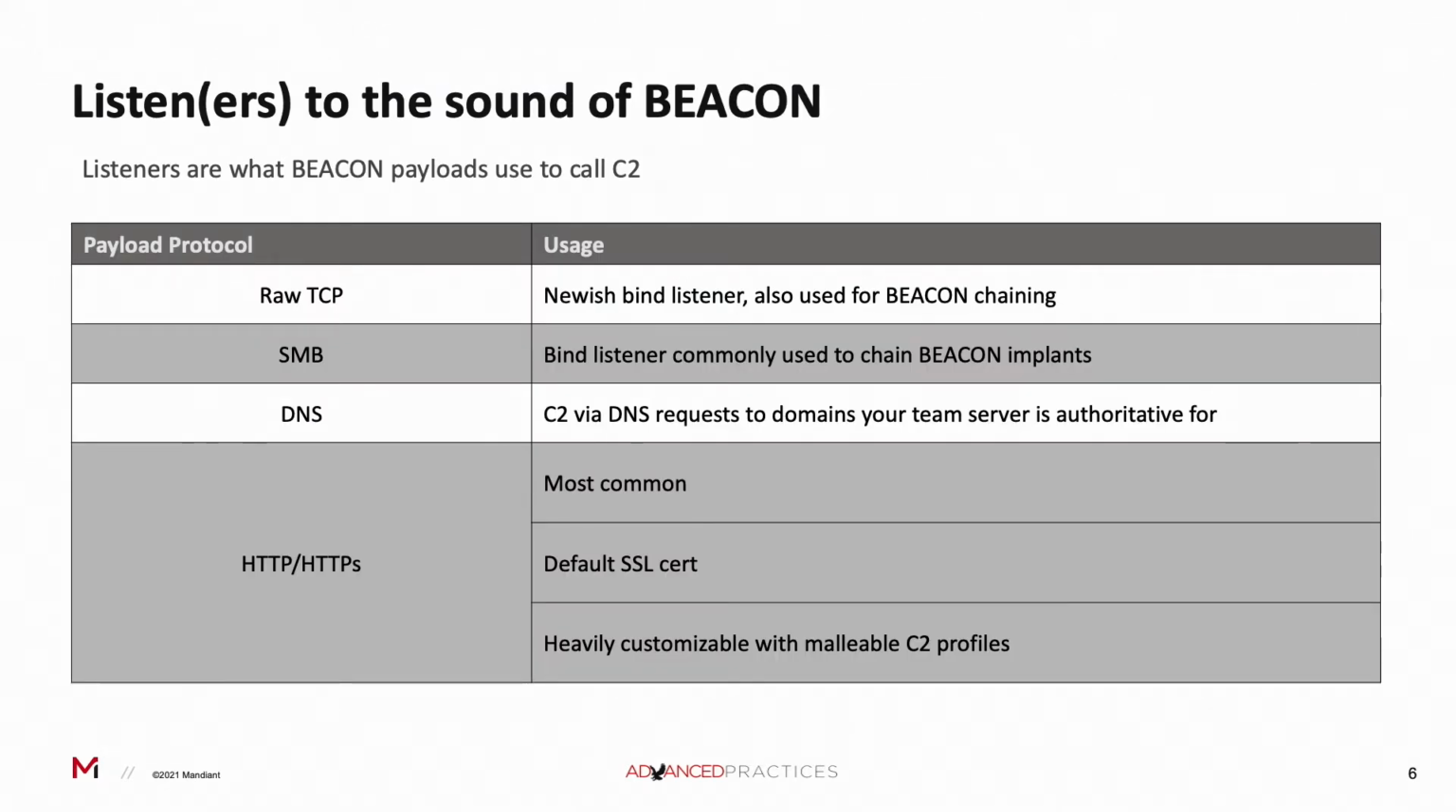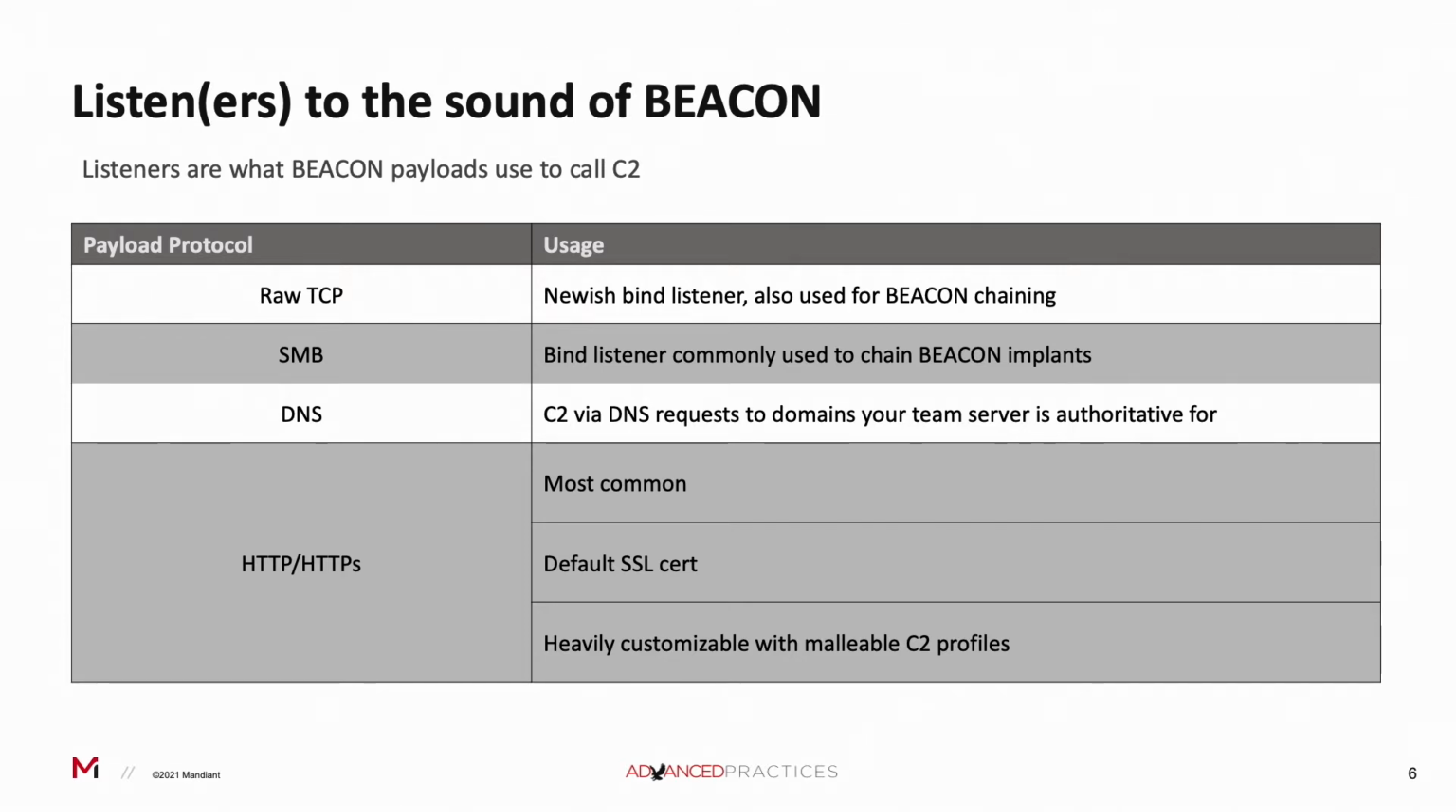And then when we talk about the different listeners, this is important when we talk about how Beacon communicates outbound. Listeners are what the Beacon payload uses to communicate to their C2. And when we look here, we have a couple different types of listeners that are available. Raw TCP and SMB are what's called bind listeners. If you're familiar with reverse shells and bind shells, that's what these are. They wait for commands to be sent to them. They're primarily used when you're chaining different implants together.